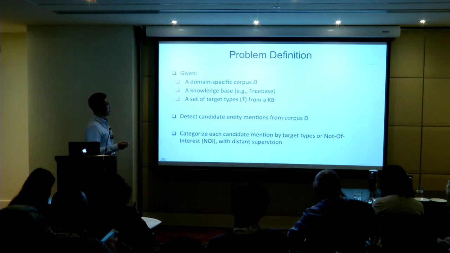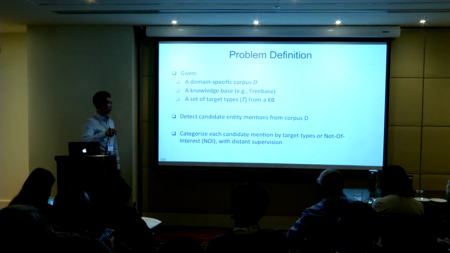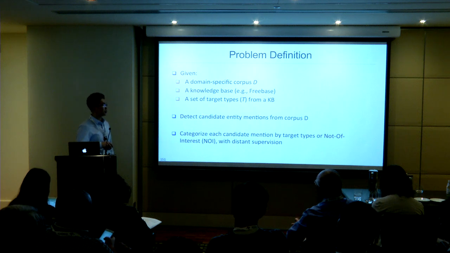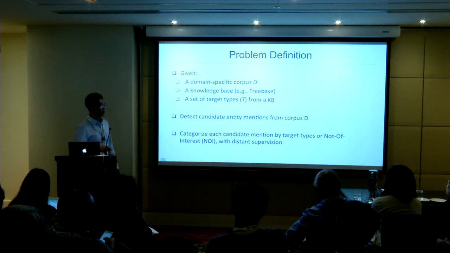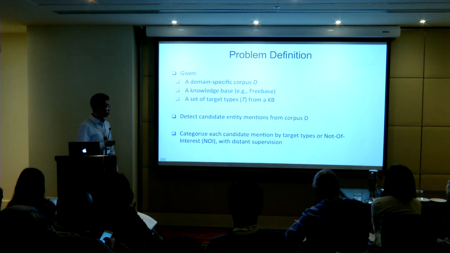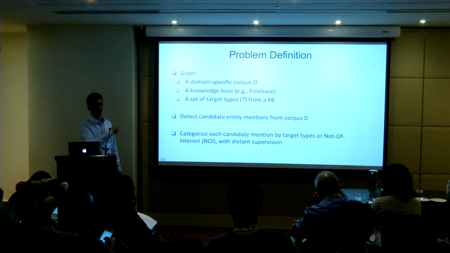So the problem consists of two major components. The first one is to detect the entity mentions from this domain-specific corpus in a very effective and efficient way. The second one is to categorize these entity mentions by the target types of interest, using the distant supervision coming from the knowledge base.